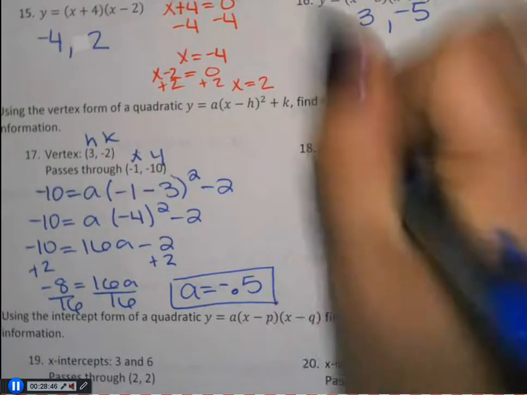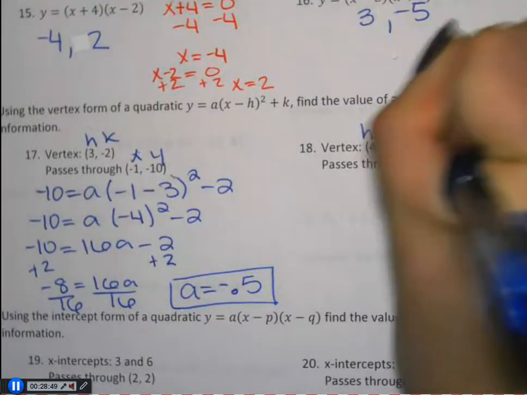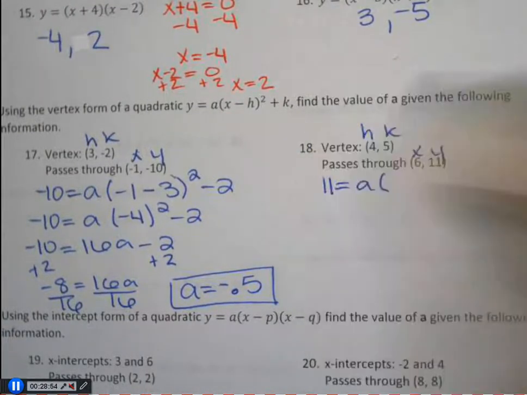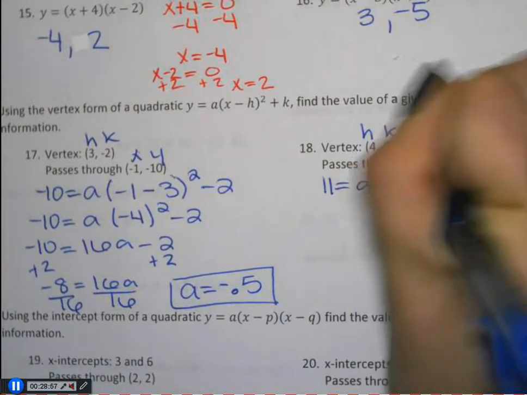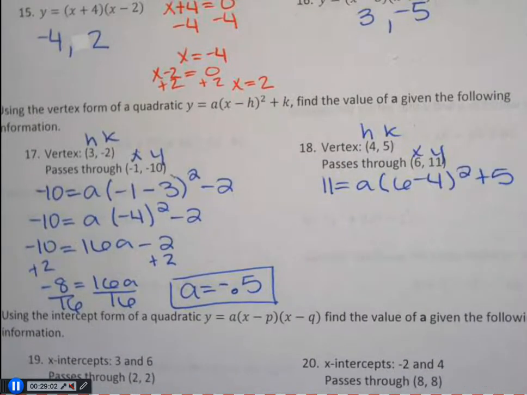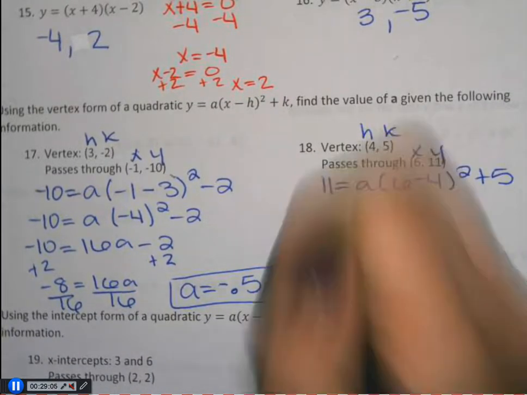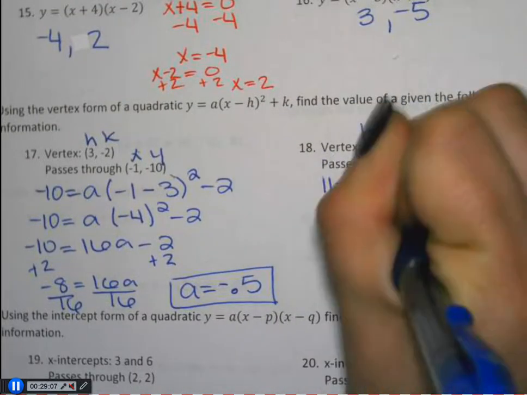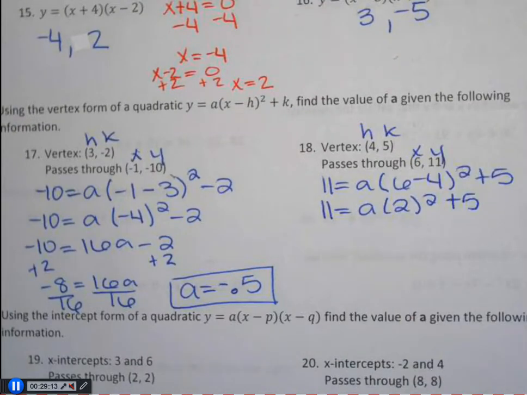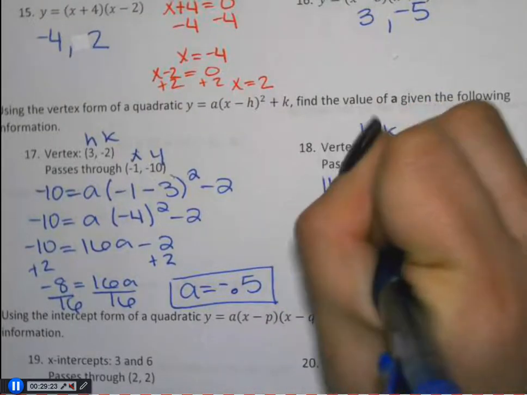Number 18 works the same way. HK, XY. So I'm going to do 11 equals A, 6 minus 4 squared, plus 5. 6 minus 4 is... Okay, then what? Plus.